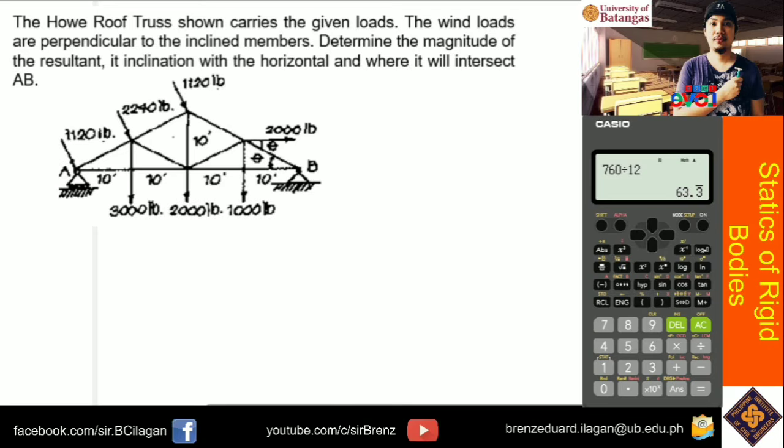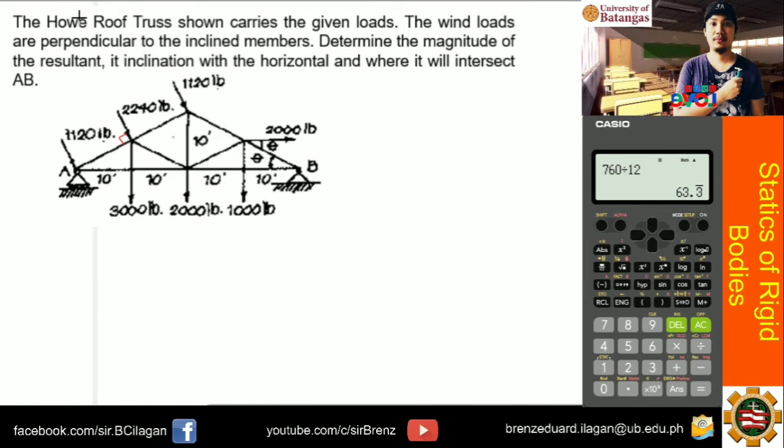Okay, so basahin natin yung problem. So, the whole roof truss shown carries the given loads. The wind loads are perpendicular to the inclined members. So, ito yung ating mga wind load. So, perpendicular siya dito. So, when we say perpendicular, it will have a 90 degrees or it will produce a 90 degrees with respect sa inclined surface. So, determine the magnitude of the resultant, its inclination with the horizontal, and where it will intersect AB. So again, itong mga force na to, i-represent natin siya as a single force.